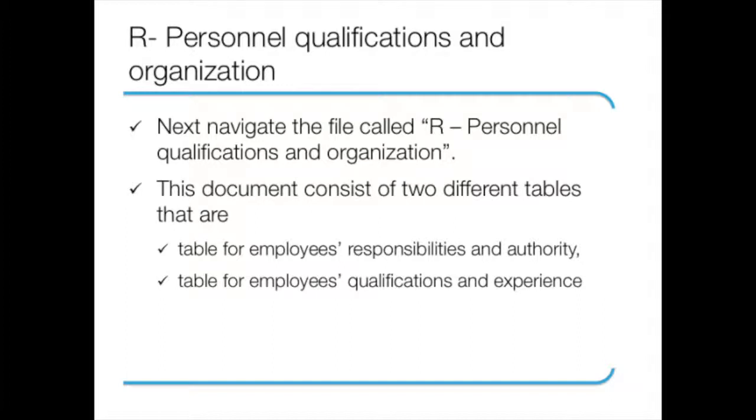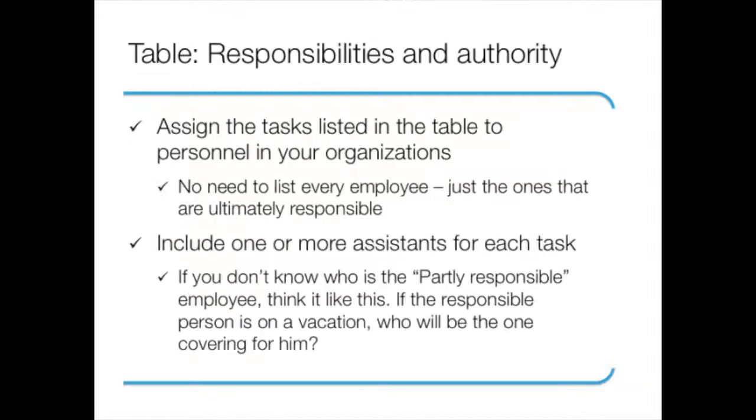Next, navigate to the file that we previously downloaded called R, Personnel Qualifications and Organization. This document consists of 2 different tables that are, first, the table for employees' responsibilities and authority, and second, the table for employees' qualifications and experience. The first table, Responsibilities and Authority, is used to assign employees responsibilities and authority. Now assign the tasks listed in the table to someone. Naturally, you don't need to list each employee here, just the ones who have the ultimate responsibility of the given task. Also include 1 or more assistants for each task.